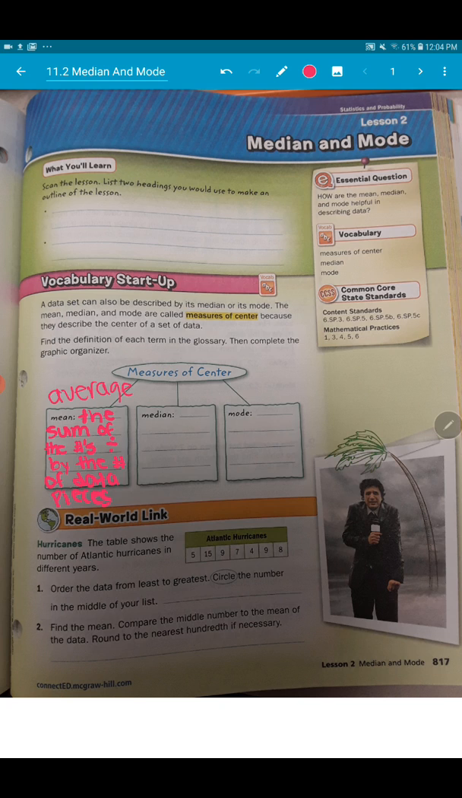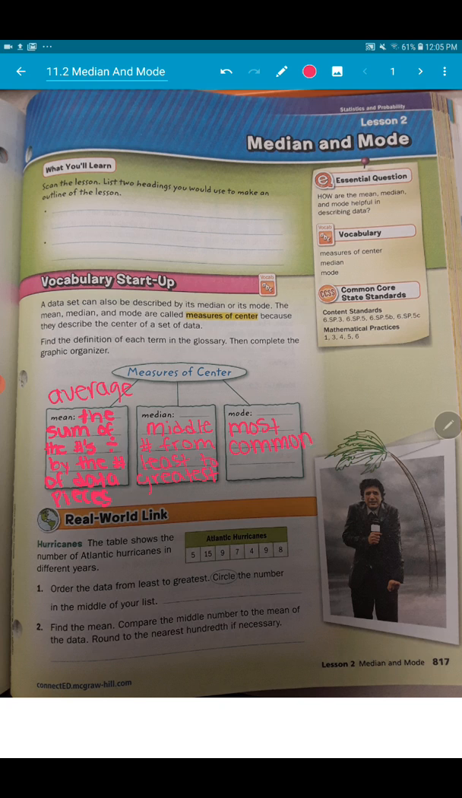Median, that's what we did yesterday. Median, I like to think of as the middle. I'm just going to write that because the book's definition is very long and we don't need that. Middle number from least to greatest, though. Perfect. So mean is the average, median is the middle, and mode is the most common. So that's what we are talking about today.